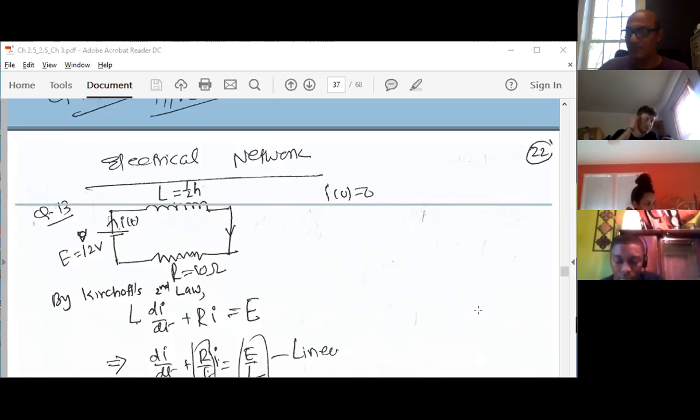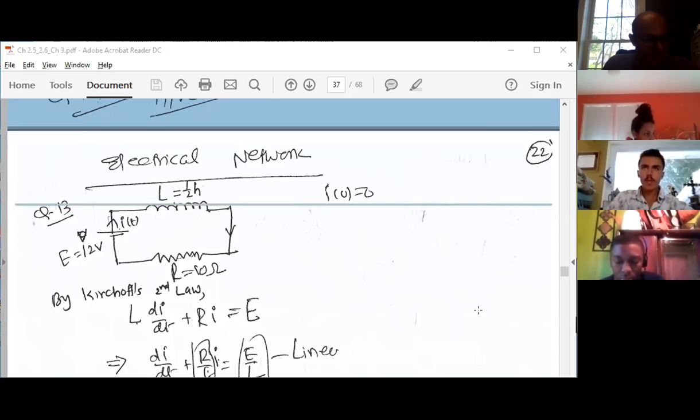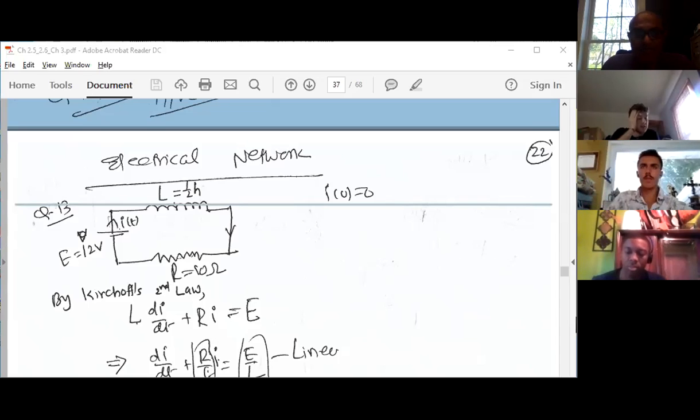Question 13. A 12-volt battery is connected to a series circuit in which the inductance is 1/2 henry and the resistance is 10 ohms. Determine the current i(t) if the initial current is 0. Okay, guys.